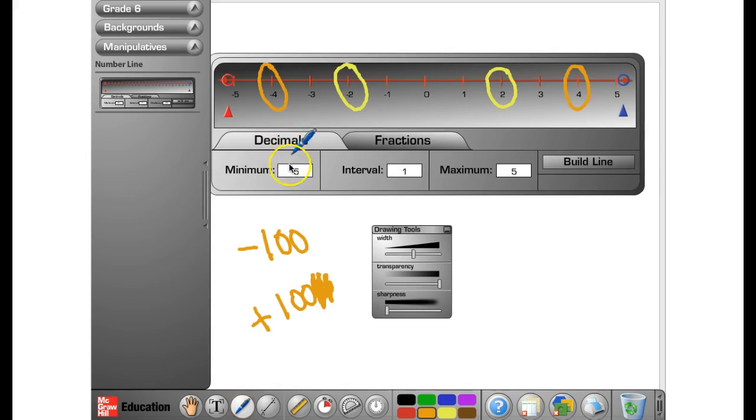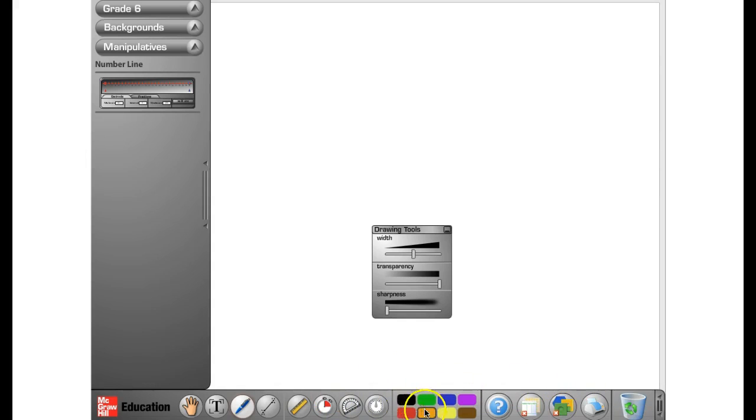Now, let's talk about how we can order integers that include absolute values. So let me go ahead and clear my board. And let's change the color of my ink to pretty blue. We'll change it to blue, and let's make the ink just a little bit smaller. I don't like to have it that big, so you can make it smaller if you want.